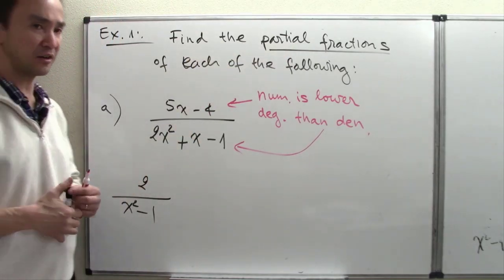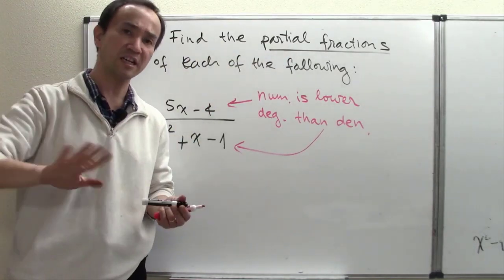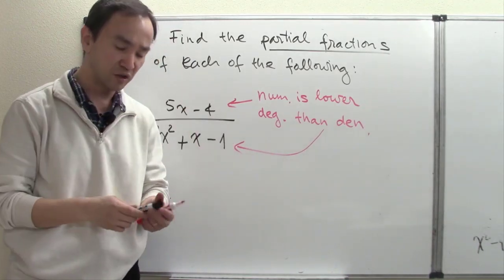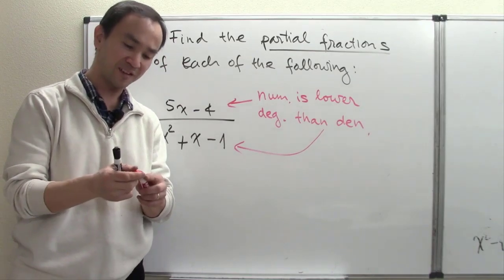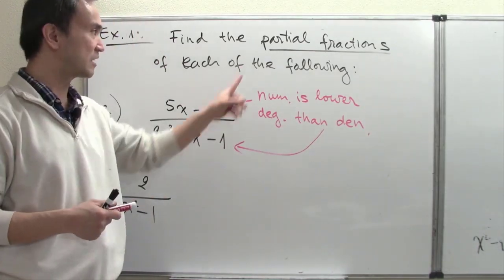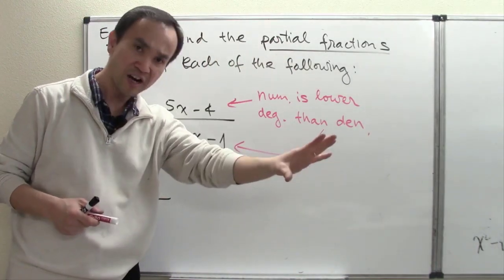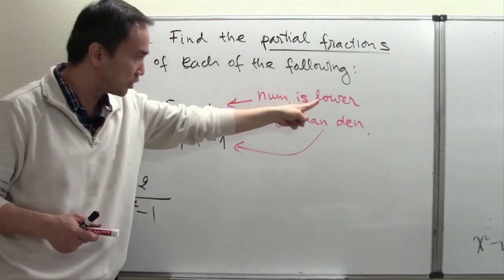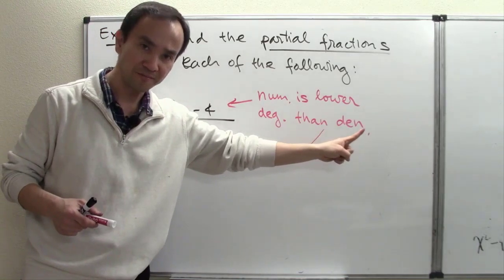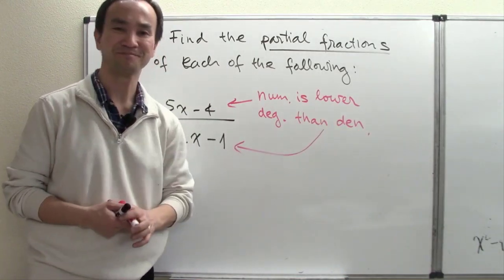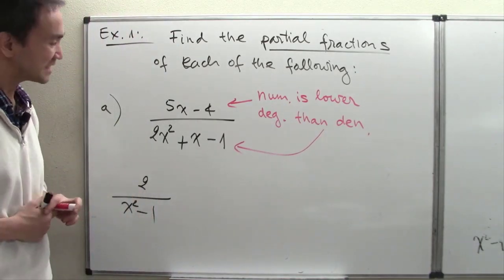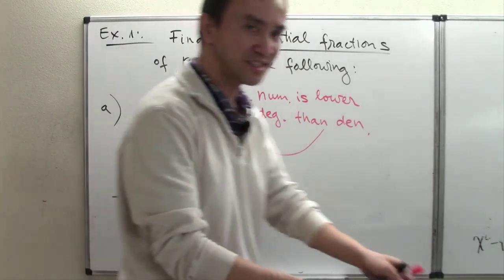Later on, we will get into the case where the numerator is equal or higher degree than the denominator, but right now let's put that aside and focus our work here. Partial fractions only apply to those fractions where the numerator is lower degree than the denominator. Thumbs up with that so far? All right, so now let's get in.